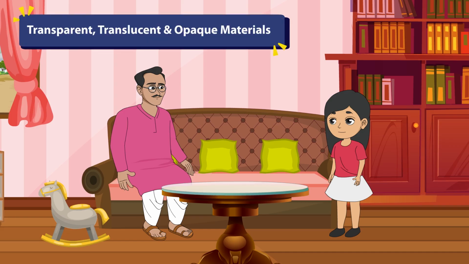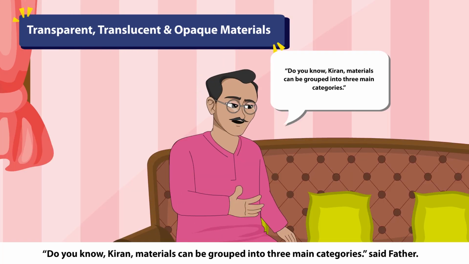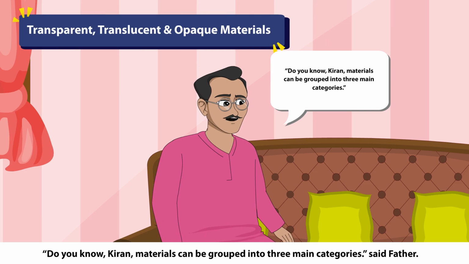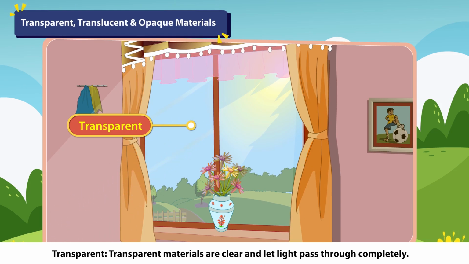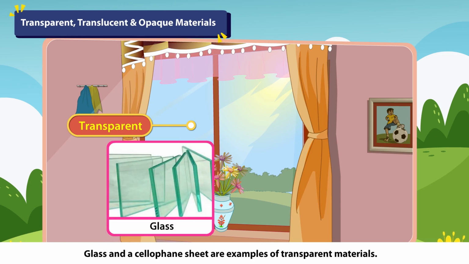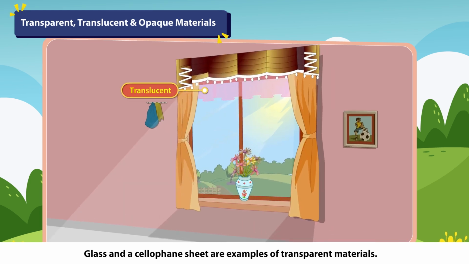Transparent, translucent and opaque materials. "Do you know, Kiran, materials can be grouped into three main categories," said father. Transparent. Transparent materials are clear and let light pass through completely. When you look through them, you can see everything clearly on the other side. Glass and a cellophane sheet are examples of transparent materials.